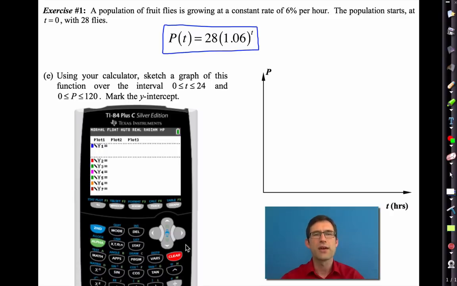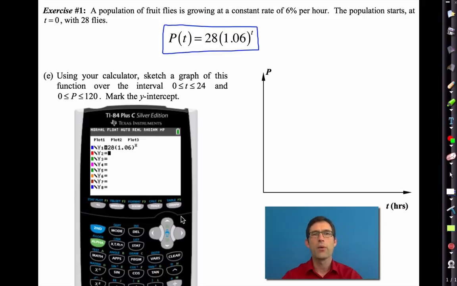Okay, now let's enter this. Now I know the formula is in terms of t, but we're going to put it in terms of x. So we've got that 28, parentheses, 1.06, parentheses. Make sure to use that caret button, that raise-to-the button, raise to the x. Huge mistake if you just have 1.06 times x. We want 1.06 raised to the x. Okay, we've got the formula in there, so we want to just look at it, make sure it's right.